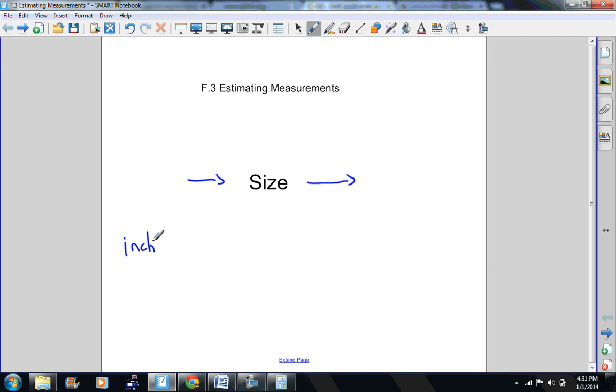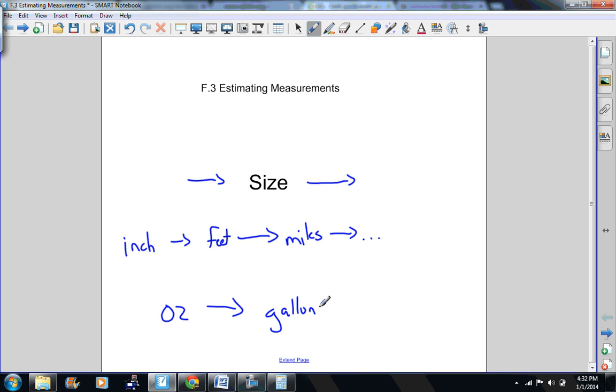Well, if we're looking for something that's bigger than an inch, well, we know that inches become feet. And then feet, well, they become miles. And then miles can become other things, you know, like light years or things like that. So the idea is that this is going to continuously go on. It's important to understand how things compare to each other. So like we know that ounces are smaller than gallons. That's an important thing to understand.